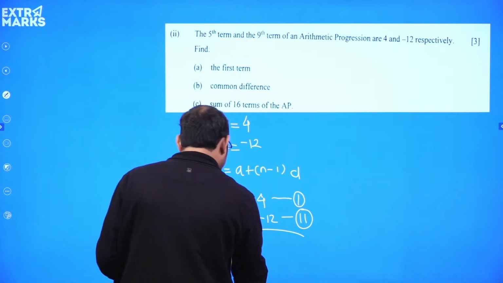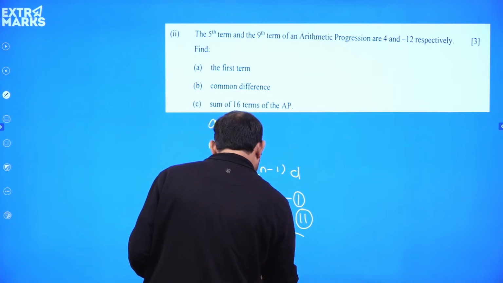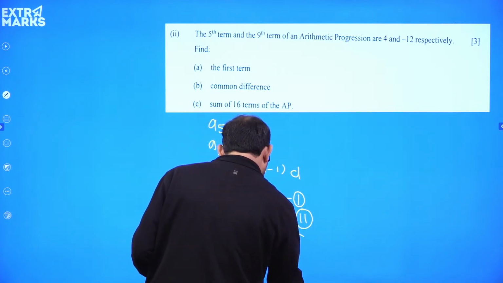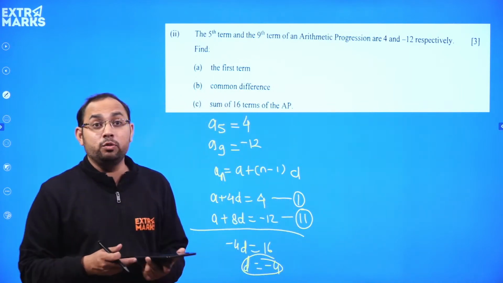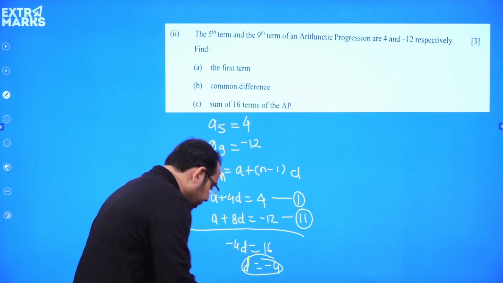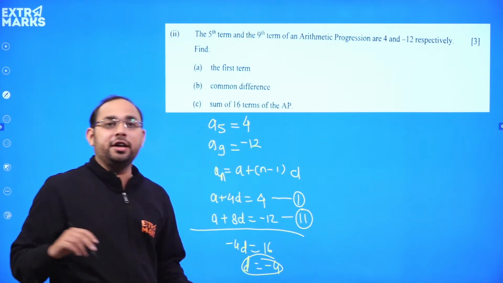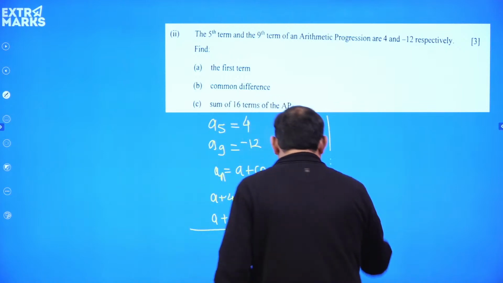I will get minus 4d equal to 16. So d is coming equal to minus 4. What is d coming equal to? d is coming equal to minus 4. Okay. Very good, very good. Swati got it right. Manasvi got it right. Beautiful, beautiful. We have got the value of d.